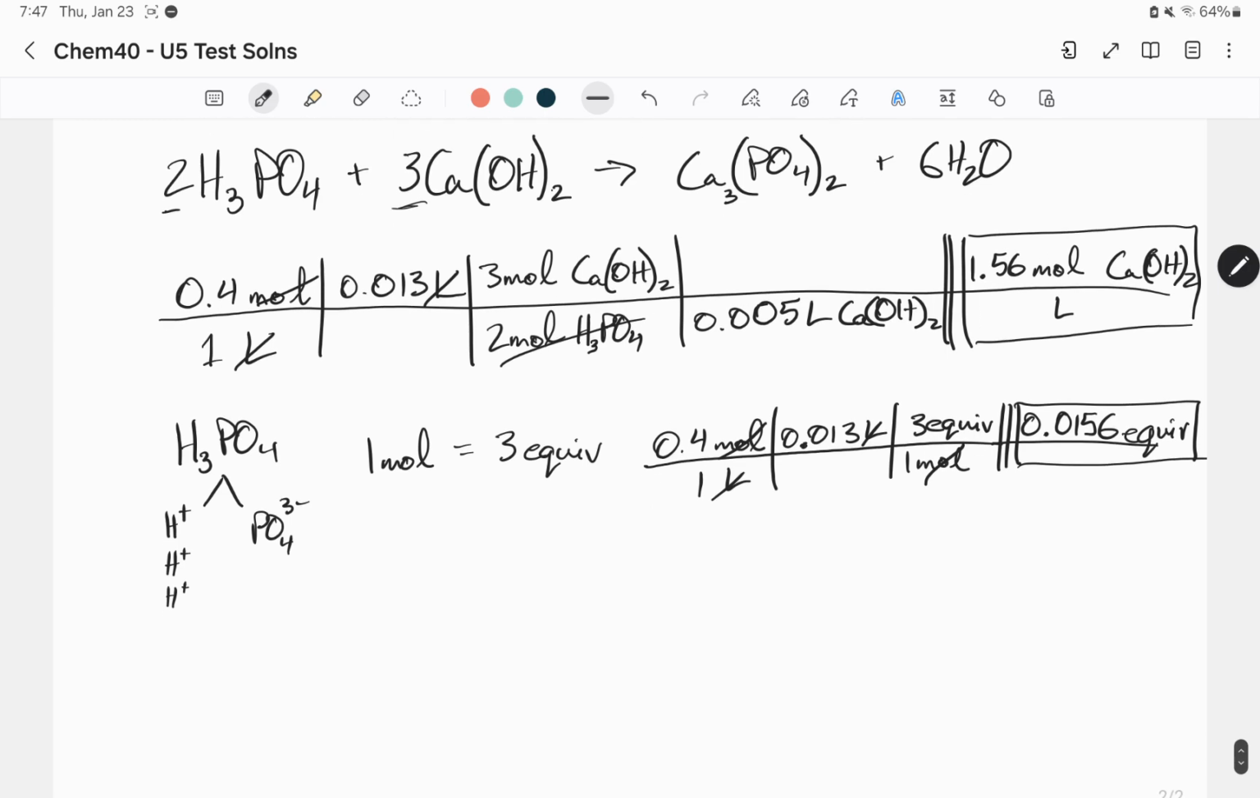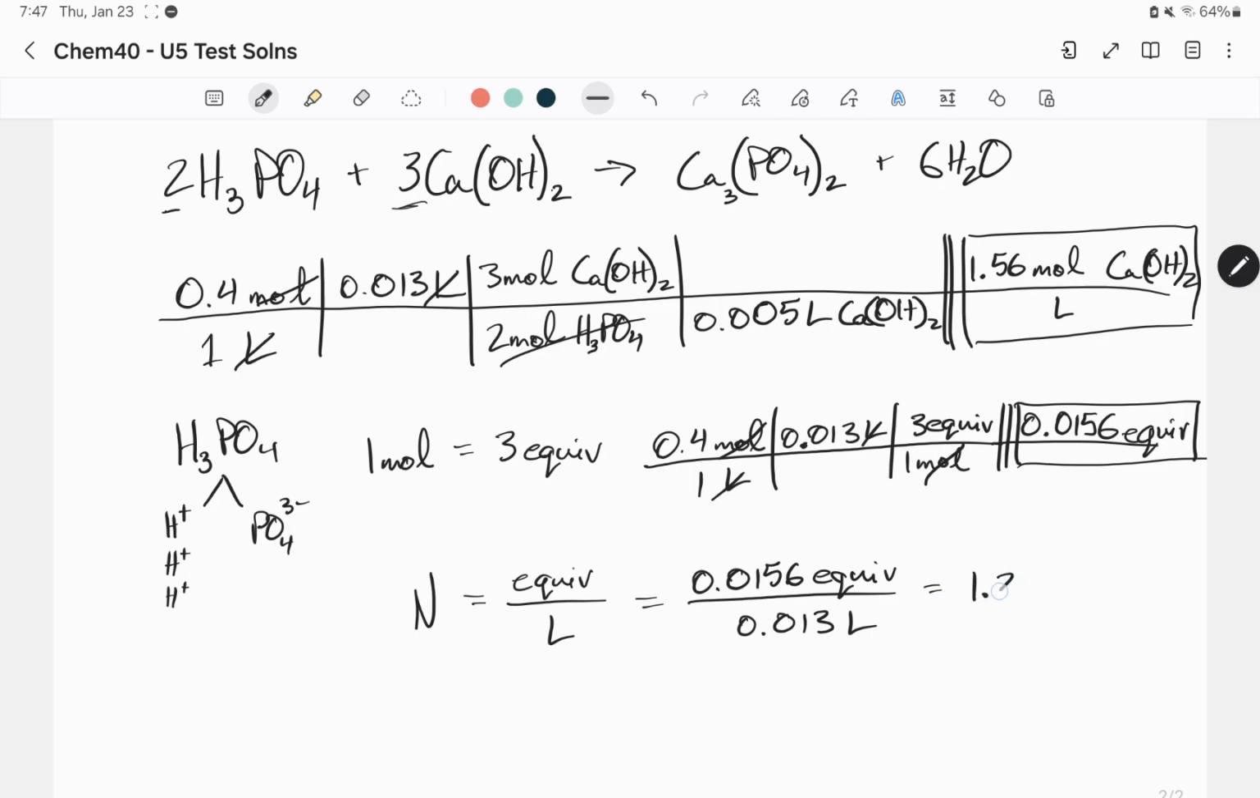Okay, and then last part is normality. Normality, this is equivalents per liter. So we have 0.0156 equivalents divided by 0.013 liters of the phosphoric acid. So this means the normality of that phosphoric acid is 1.20.